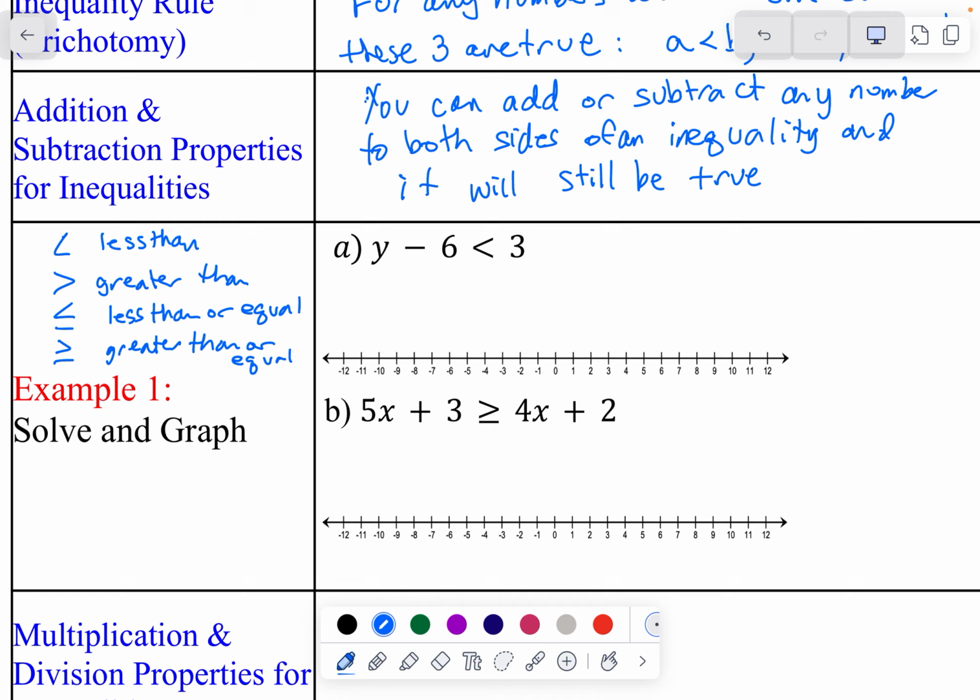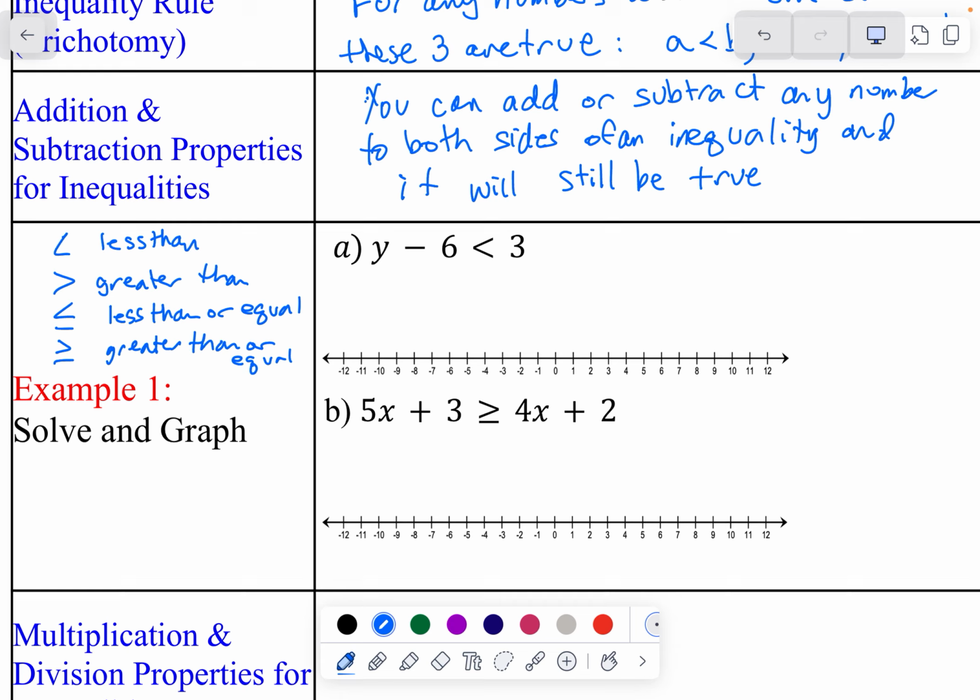Okay? Now, we'll talk about the graphs in a minute. But you need to recognize what your symbols are. So your less than is the arrow pointing to the left, greater than is the arrow pointing to the right. Less than or equal to has a little equal bar under it. Greater than or equal to has the greater than symbol with a little equal to bar under it. So those symbols you've got to know. Okay?